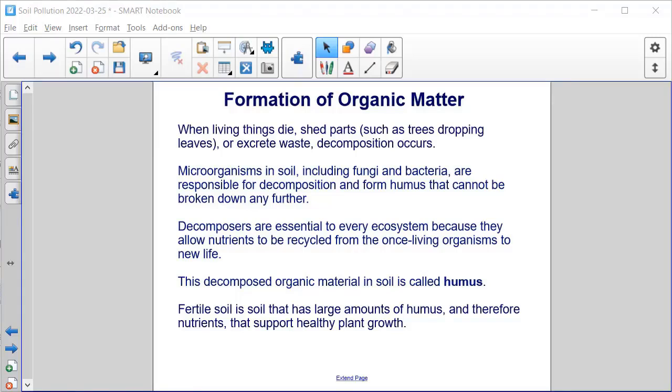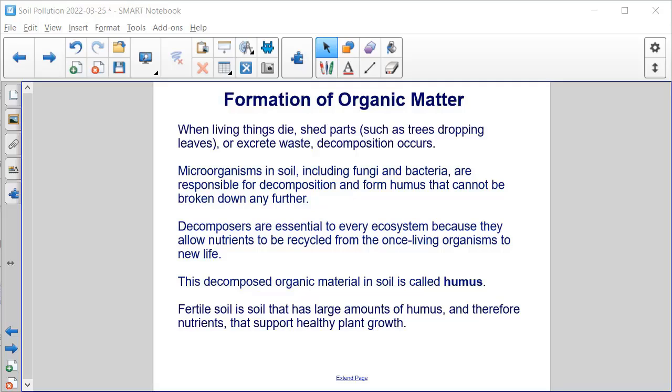How is this organic matter formed? When living things die, shed parts, or excrete waste, decomposition occurs. Microorganisms in soil, including fungi and bacteria, are responsible for decomposition, and they form something called humus that cannot be broken down any further. Decomposers are essential to every ecosystem because they allow nutrients to be recycled from the once living organisms to new life.